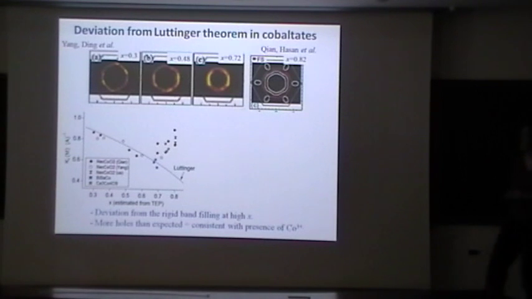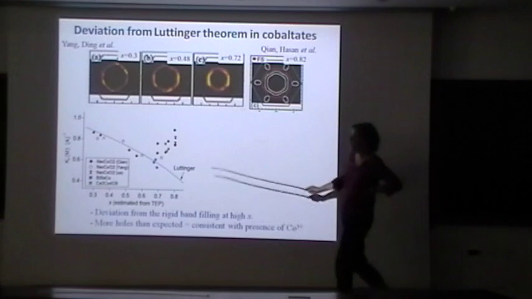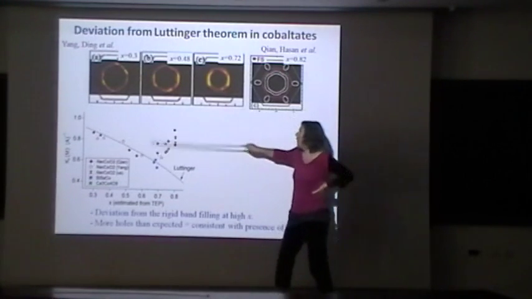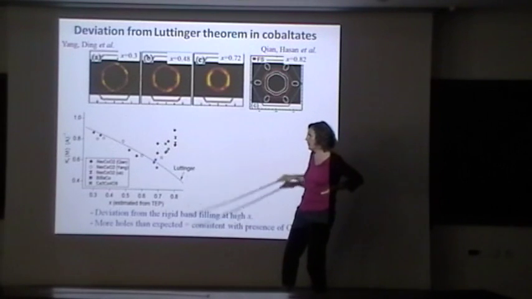One thing we can do to try to have some information about that is to look again at this Luttinger theorem. Before, I just presented this part of the curve up to 0.7, where it follows very nicely what you would expect for the Luttinger theorem.